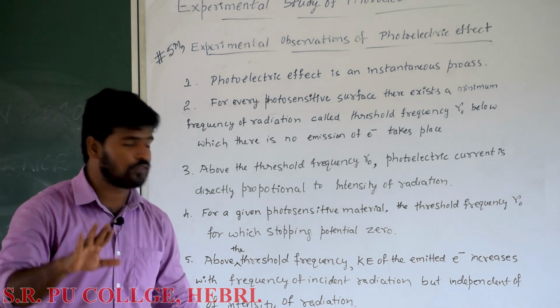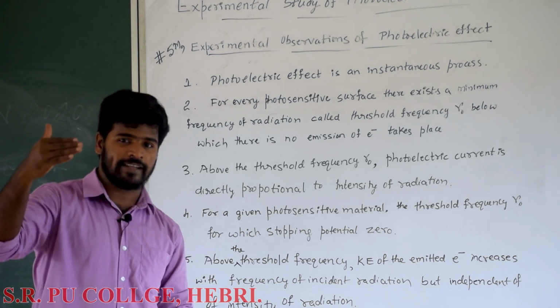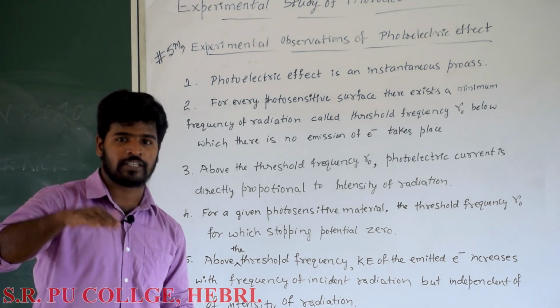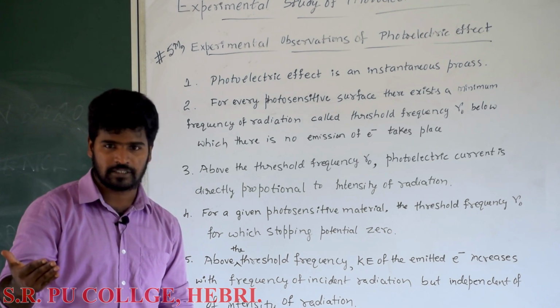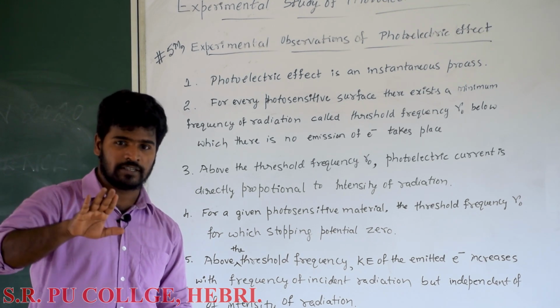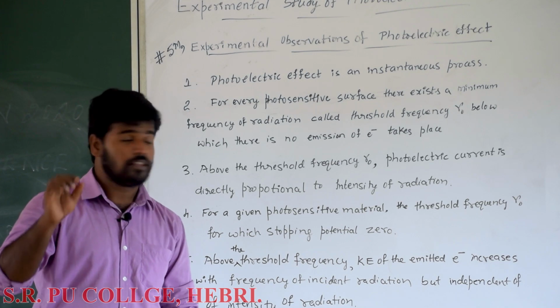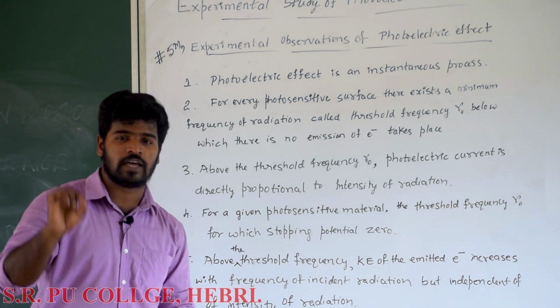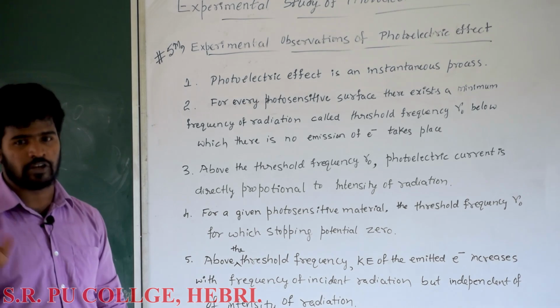The very important condition: for a particular frequency, as the intensity increases, the emission of photoelectrons increases, so the photoelectric current increases. As the frequency increases at a constant intensity, the speed of the electron increases, therefore the kinetic energy of the electron also increases.